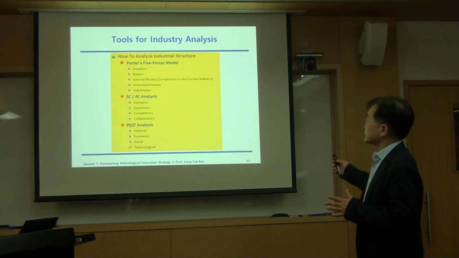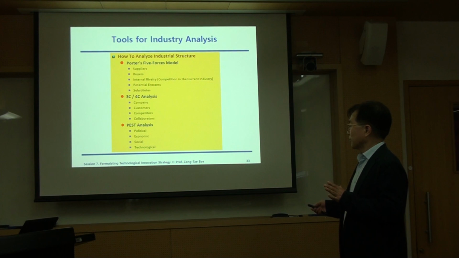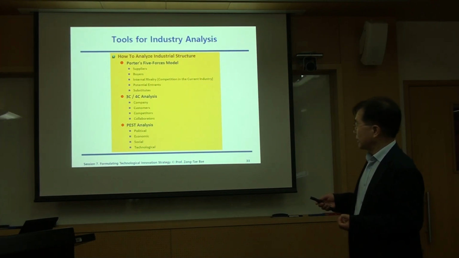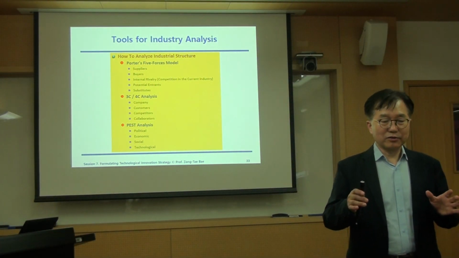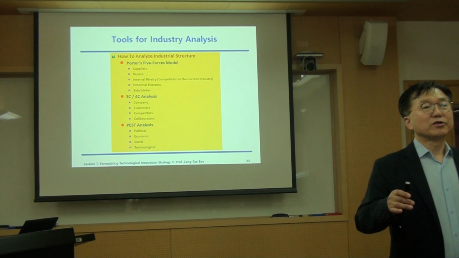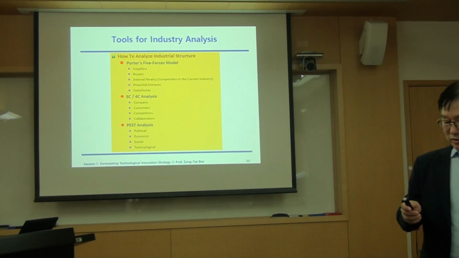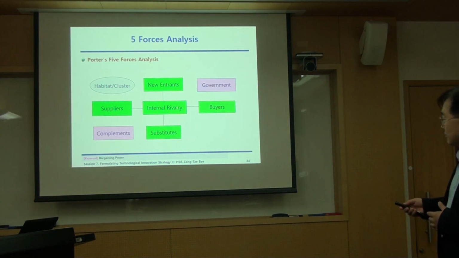So these are tools: the 5 forces model, the 3C model, or some people use the PEST analysis: political, economic, social, and technological issues. By dividing all the issues into these categories, you can easily analyze all the important parts of the world. And the 5 forces analysis, I'll skip this one.